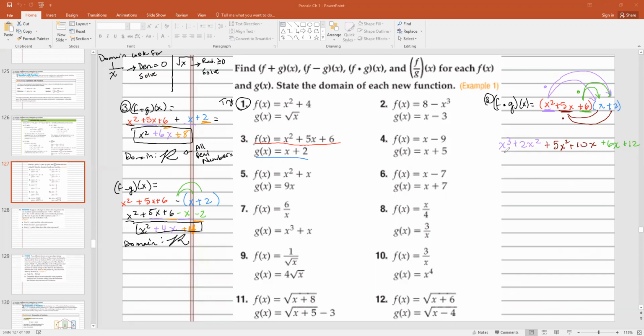And then we combine like terms. So x cubed, and 2x squared plus 5x squared is going to give us 7x squared. Then you have 10x plus 6x is 16x. Then we have 12.